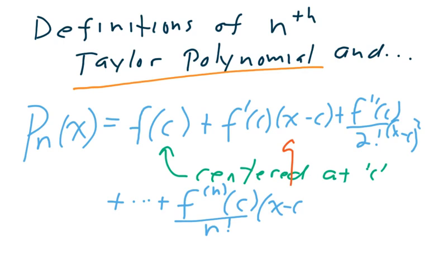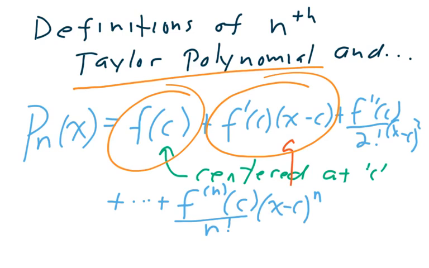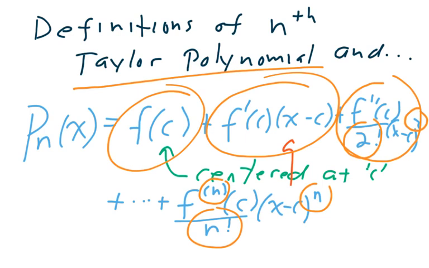Okay, that may seem like a big mess, but there is quite a pattern to this thing, right? We're seeing the value at the known function, the first derivative times the difference between the point of interest and the known point, times the second derivative divided by 2 factorial, and that difference to the second power. So the nth derivative, the nth factorial, the nth power, okay, so all those things coming together. That's the Taylor polynomial. The Taylor polynomial is centered at some number C.